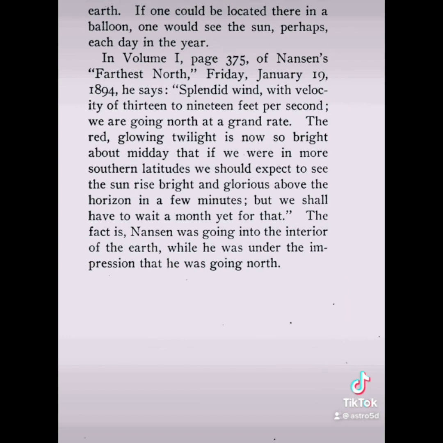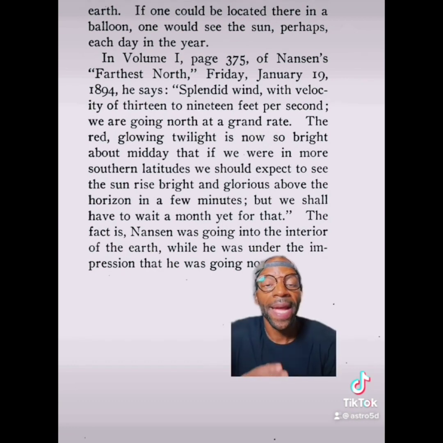In Volume 1, page 375 of Nansen's Farthest North, Friday, January the 19th, 1894, he says, "Splendid wind with velocity of 13 to 19 feet per second. We are going north at a grand rate. The red glowing twilight is now so bright about midday that if we were in the more southern latitudes, we should be expected to see the sun rise bright and glorious above the horizon in a few minutes, but we shall have to wait a month yet for that." Like 30 days of night as seen in lands that are closest to the magnetic North Pole.